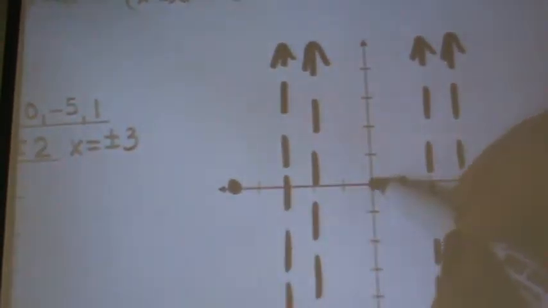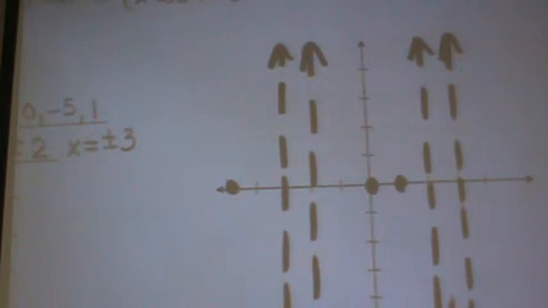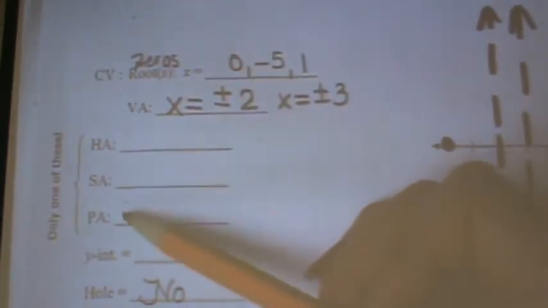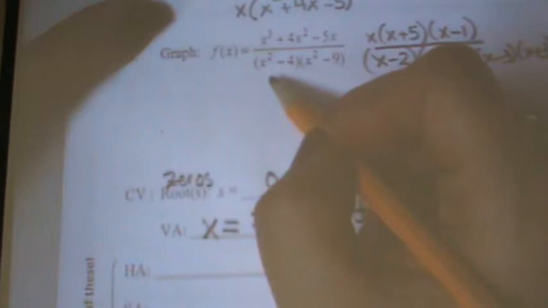So far, we have 3 zeros. We have 4 vertical asymptotes. And we have no holes. What else do we know? What else can we figure out? Is there a horizontal asymptote? Is there a slant? Or is there a parabolic? We have to check out the degree. The degree of the top is x cubed. But what's the degree of the bottom?